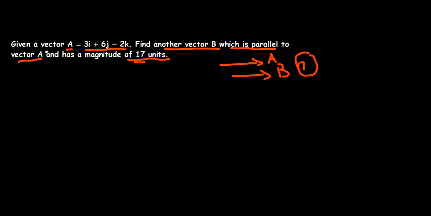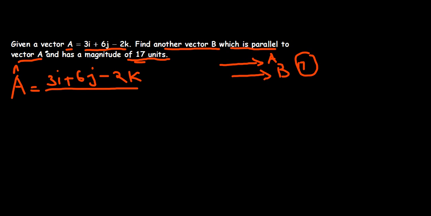So to find the unit vector of A, which has that symbol on top so that it's a unit vector, it's the same vector, 3i + 6j - 2k, and then we divide this by the magnitude of A. So how do we find the magnitude of A?